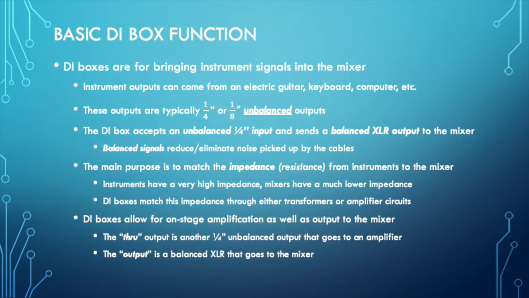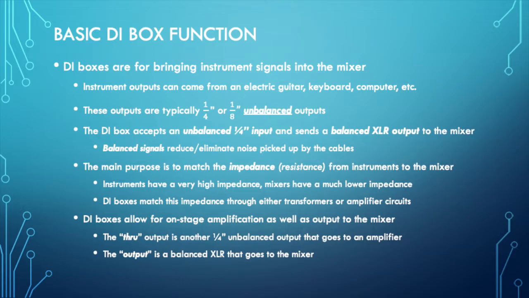And so an instrument typically has a very high impedance, whereas our mixer is at a much lower impedance. And so the DI, the direct box, has kind of like a buffer circuitry in it that matches those two values.